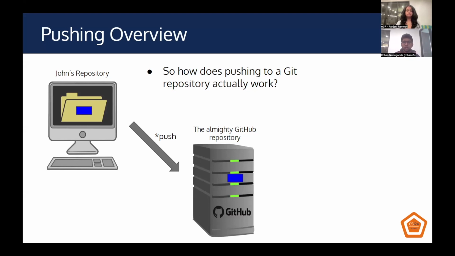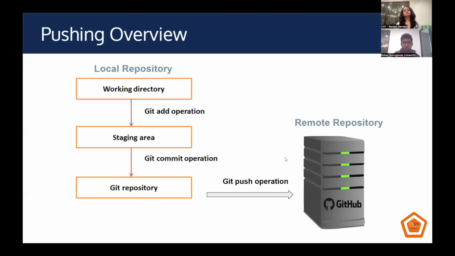So how does pushing to a Git repository actually work? So here we have two different things, right? We have our local repository. The local repository is what was on John's computer. It is the code that is running on his machine. The other thing that we have is the remote repository. So this is on GitHub. This is where we're storing John's code. So GitHub is essentially a way for us to communicate between the local repository and the remote repository. So the local repository, when using Git, can be split into sort of three main areas.